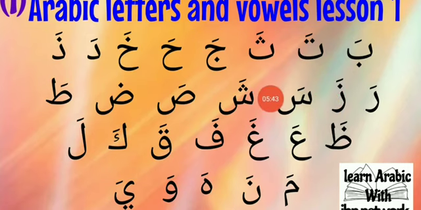Here we have shin together with fatha. So we say shin fatha sha. So we say sha, sha, sha. Here we have sad together with fatha. So we have sad fatha sa. So we have sa, sa, sa.